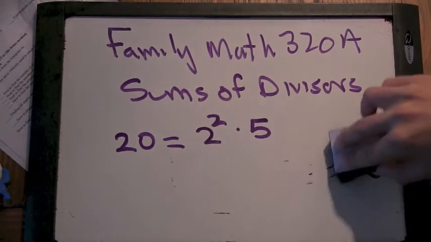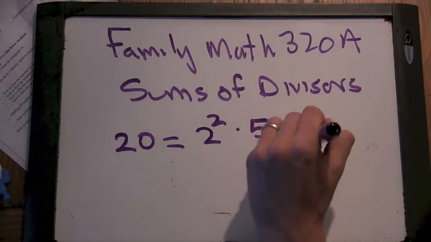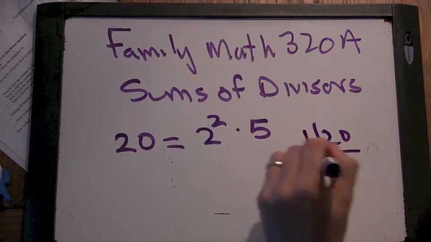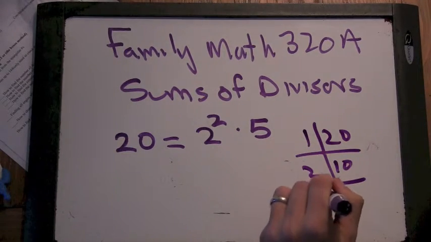What are the divisors of 20? There's 6 of them. 1 and 20, 2 and 10, and 4 and 5.